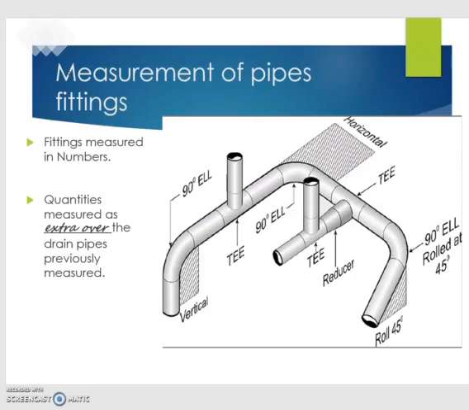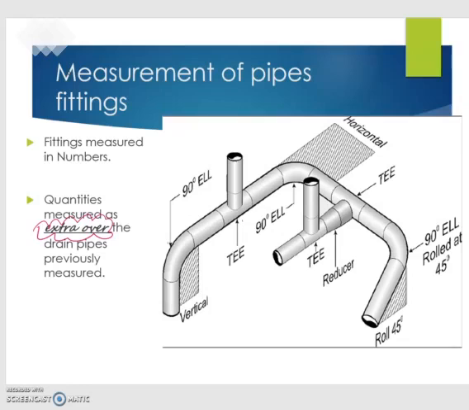Okay, fittings measured in number. So this is basically the common fittings that being used in this sewerage piping. This is a 90 degrees elbow. We have T, 90 degrees elbow again, T. This is a reducer, and roll 45. And the quantity is measured as extra over.